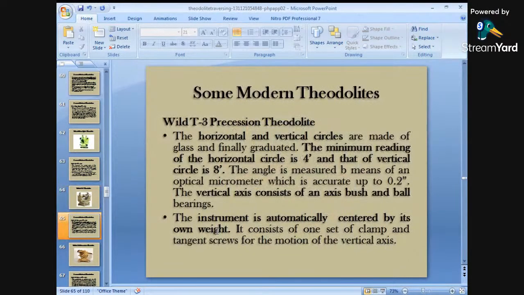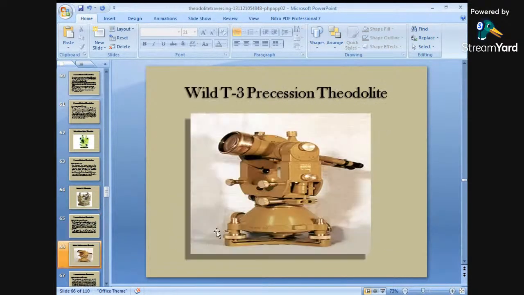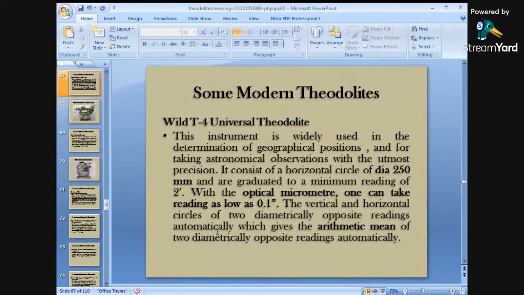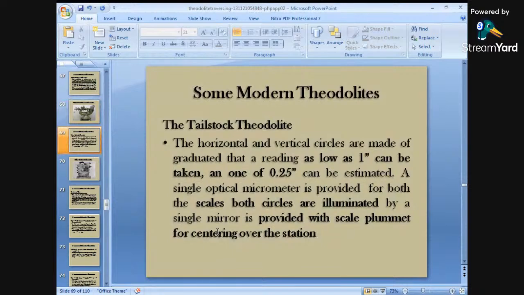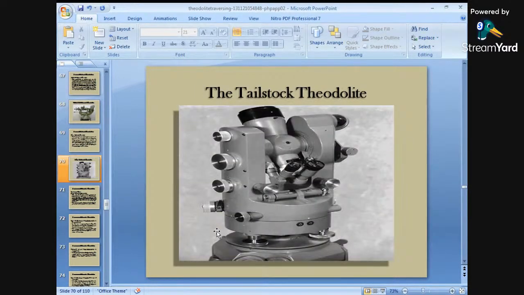Then there is the Wild T3 precision theodolite. This is a diagram of your Wild T3 precision theodolite. Then there is the Wild T4 universal theodolite. This is a picture of your Wild T4 theodolite. These are the instruments used for higher accuracy, and they are generally used for space marking. Then there is the tailstock theodolite. This is the diagram of your tailstock theodolite.